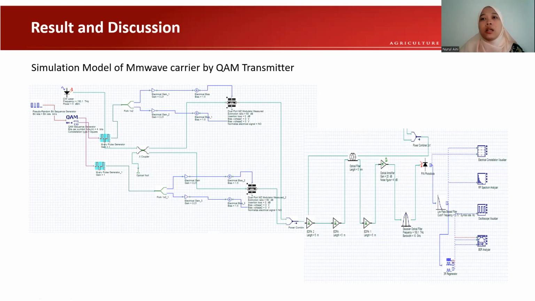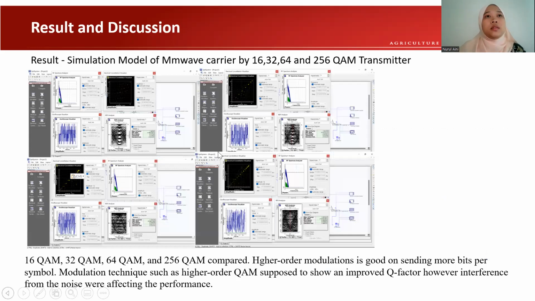And then here we are using the same filter, which is the Gaussian optical filter, through the photodiode as well, and the output is converted to electrical, but here I'm using monitoring by electrical constellation visualizer, RF spectrum analyzer, oscilloscope visualizer, and BER analyzer. So here is the result of the simulation.